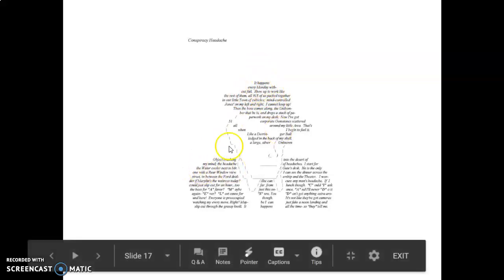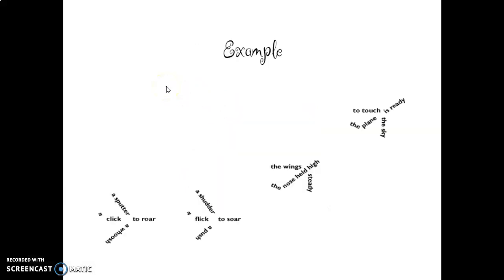This is called The Conspiracy Headache, right? Love this one. It happens every Monday without fail. Show up to work like the rest of them. So again, this starts here and kind of works through left to right. And you can see that they've added those little lines here and there to create the picture of the man.